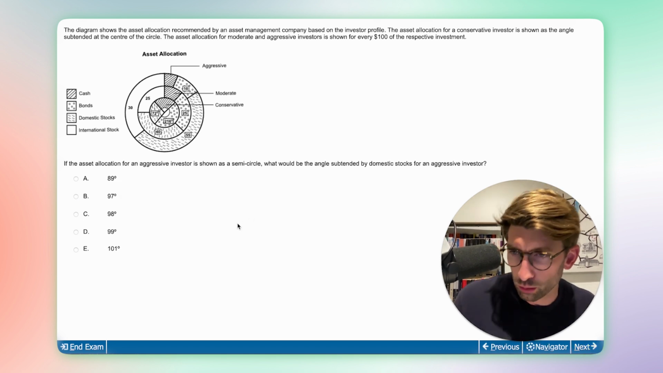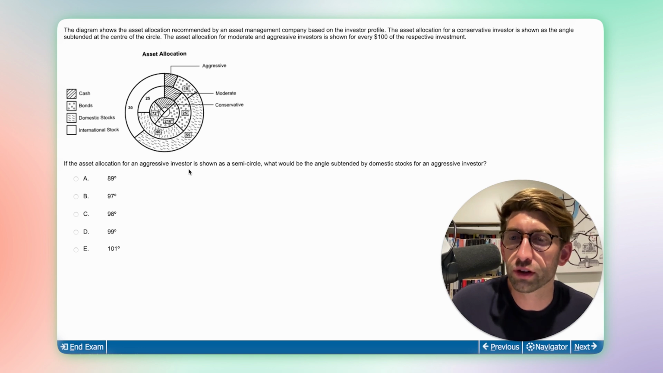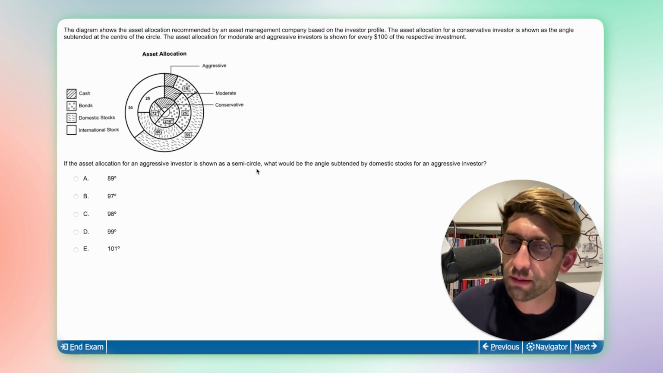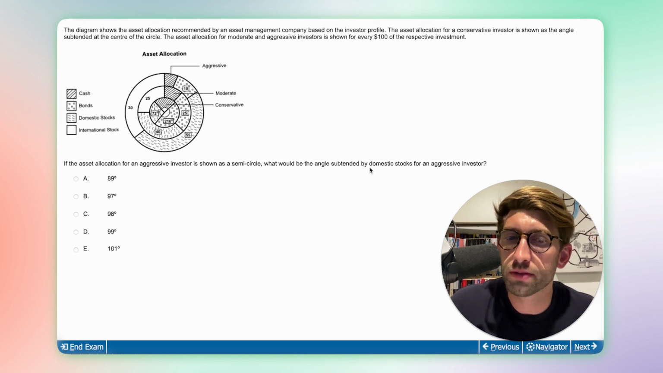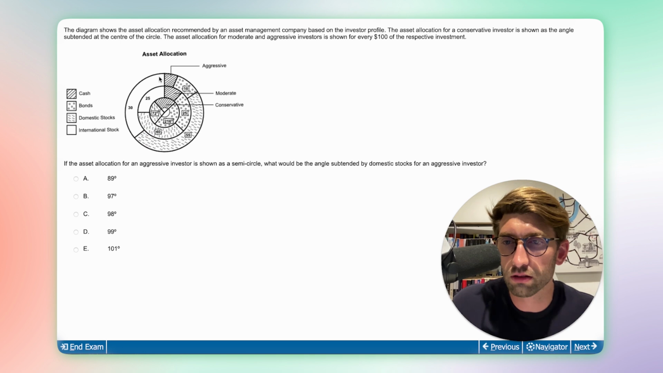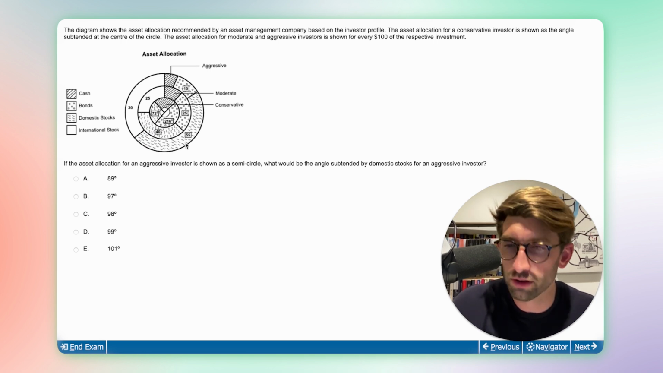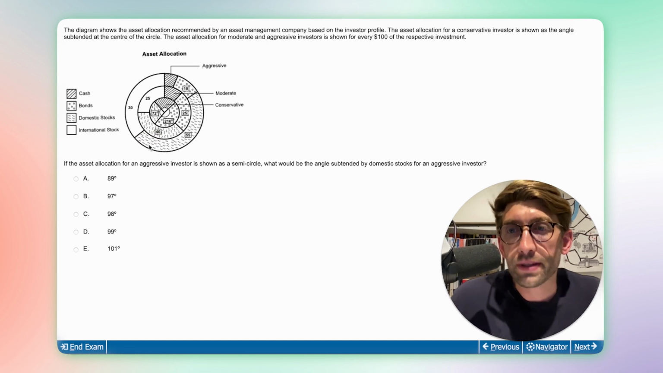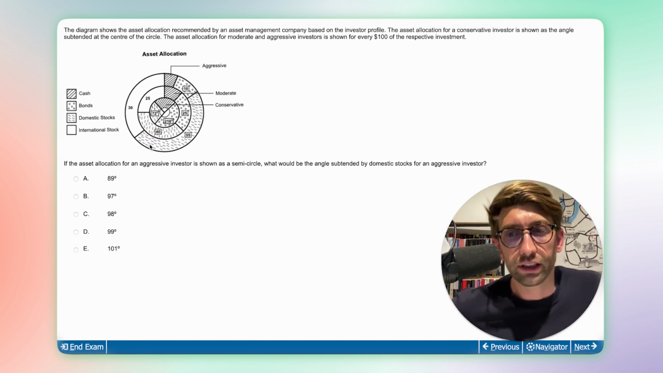So if the asset allocation for an aggressive investor is shown as a semicircle, what would the angle subtended by domestic stocks for an aggressive investor be? Essentially, if we just halve this aggressive circle and keep the proportions the same, what would the angle be? So basically, we just need to know what this angle is. So 55% of 360, and then halve it.